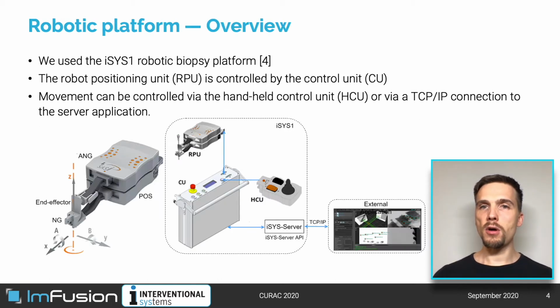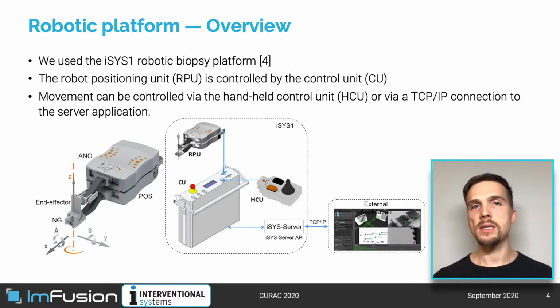So first of all, a short overview over the robotic platform we are using. We use the so-called ISIS-1 robotic biopsy platform. It consists of a robot positioning unit and a control unit. Movement commands can be either issued with a handheld device or through a TCP/IP connection to a server application which is running on the control unit. And this is exactly what we will do in order to push movement commands directly from the software with respect to the planning to the robot.